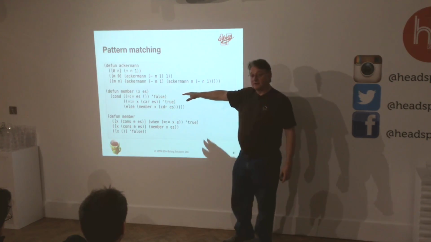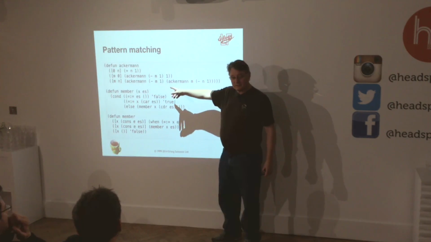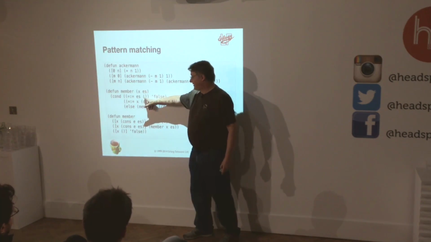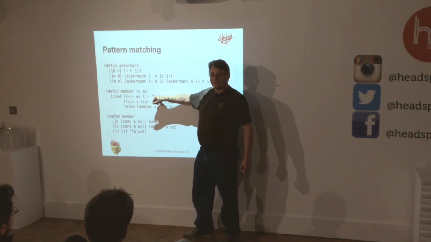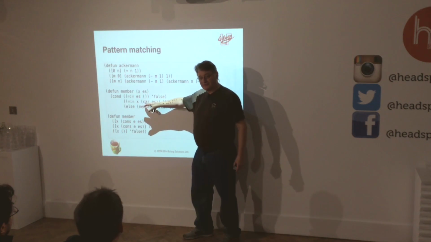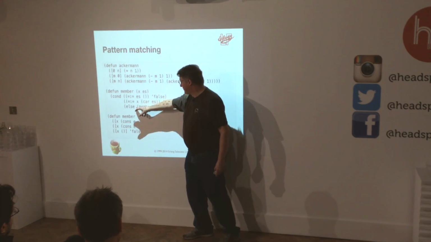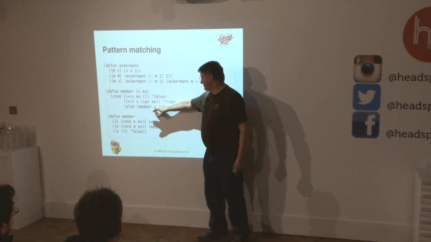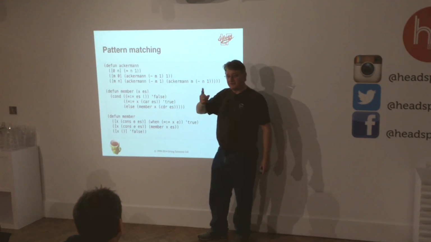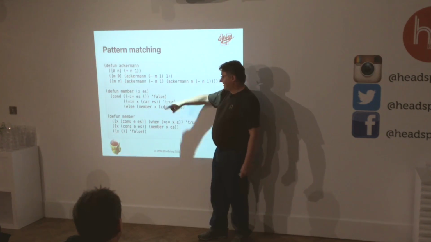So here we have the member function, which tests if an element is a member of a list. The traditional Lisp way of writing this is with a cond, and I say, is this the empty list? Then I'll return false because I couldn't find it. And is the element I'm looking for the first element of the list, which is what car means here? Then I'll return true. And if it's not the first element, then I'll call myself recursively on the rest of the list. So basically stepping down the list, checking every element. Is this the one I want? If I found it, I'll return true. If I get to the end, I'll return false.